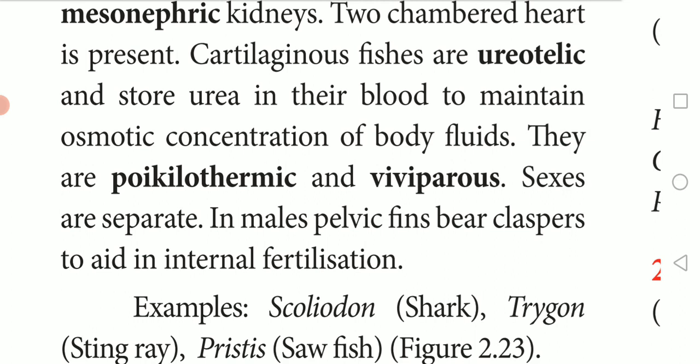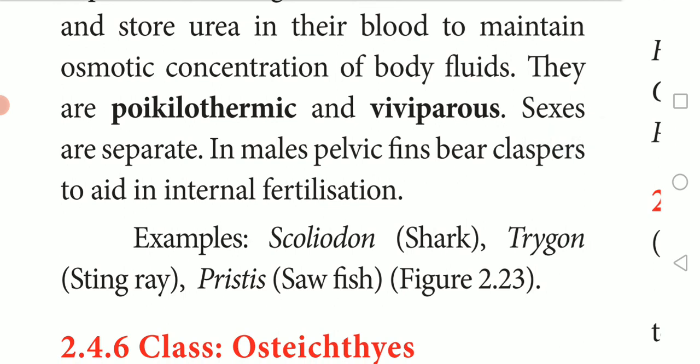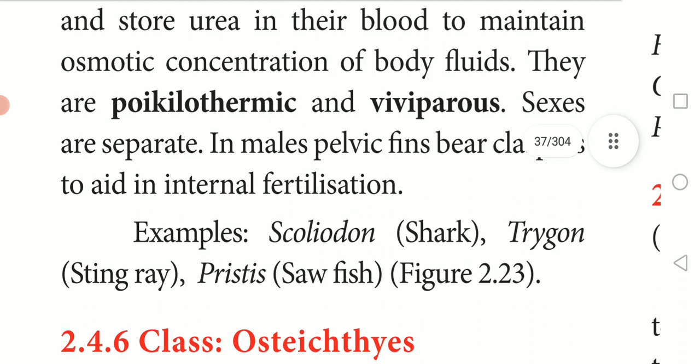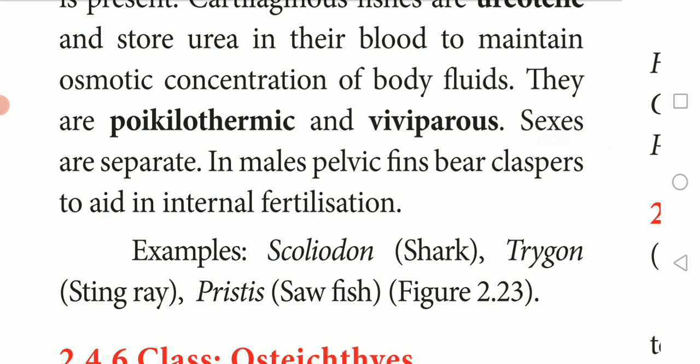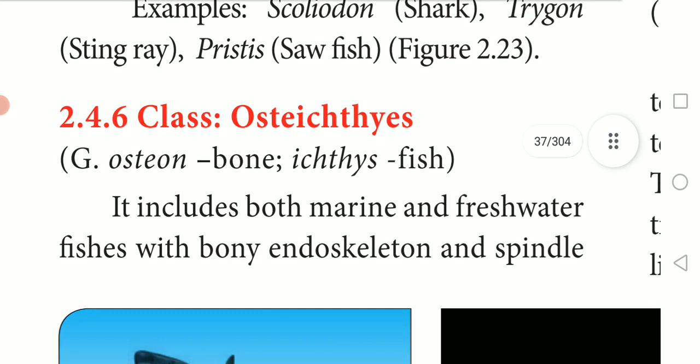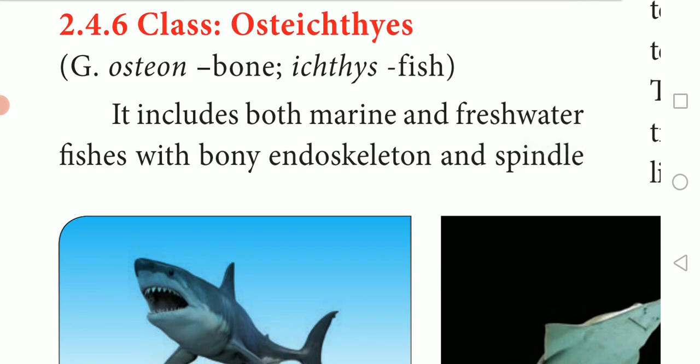They are poikilothermic, which means body temperature changes according to the environment. And viviparous, which means the organisms give birth to young ones. Sexes are separate. In males, pelvic fins bear claspers to aid in internal fertilization. Examples: Scoliodon, a shark; Trygon, stingrays; Pristis, a sawfish. These are the examples of Chondrichthyes.